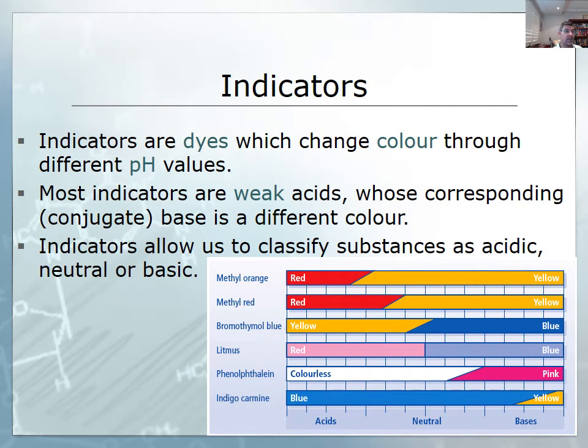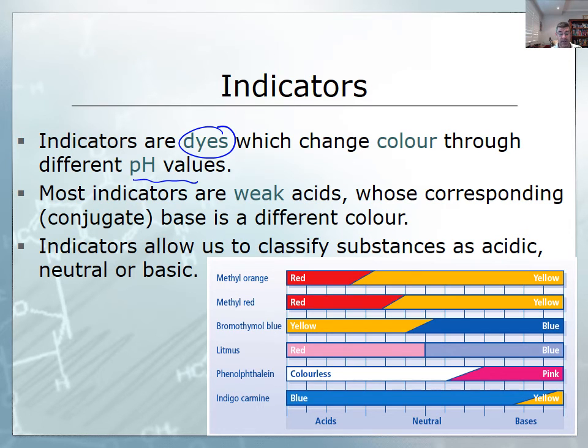Now, the third most important group that we need to look at are indicators, and we'll spend a little bit of time in these first couple of videos looking more closely at indicators. The important thing about indicators is that they are dyes, pigments, usually derived from plant material, which change colour in the presence of an acid or a base. So differing pH values, and again, pH is something we will look at in future videos. Most indicators are weak acids, and they have a corresponding base, which is a different color. Now, this is part of the idea of equilibrium, where product and reactant substances both exist at the same time and can be shifted in favor of one or the other. That's a fairly important concept too that we'll look at in future videos.